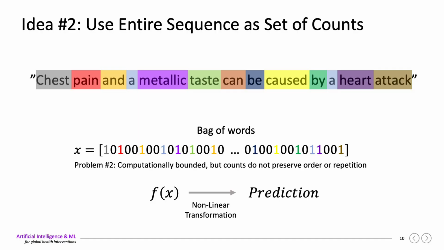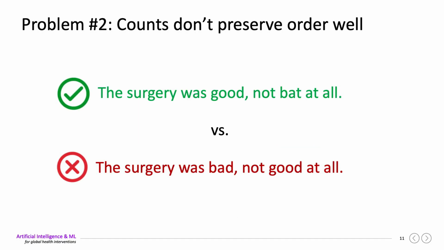While computationally convenient, this presence and frequency-based technique often loses crucial syntactic and semantic information that is not readily apparent from the bag of words representation. Sentences with opposite meanings, such as, "the surgery was good, not bad at all," and "the surgery was bad, not good at all," have the same bag of words representations. This, of course, is a problem.